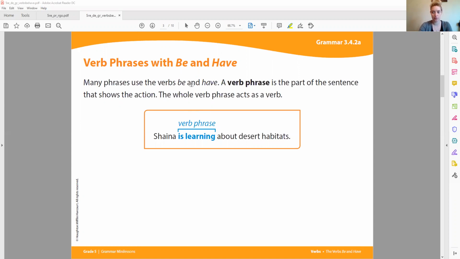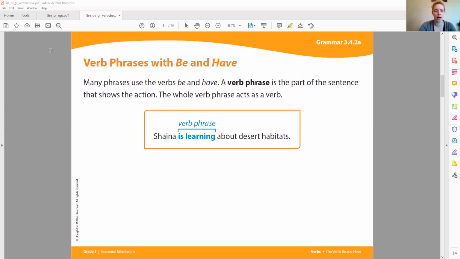Okay. So remember, many phrases use the verbs be and have. I'm sure a lot of sentences that you guys can think of have a form of be or have in them. So remember, a verb phrase is the part of the sentence that shows the action. The whole verb phrase acts as the verb instead of just the verb. Go ahead and put that down in your notes.